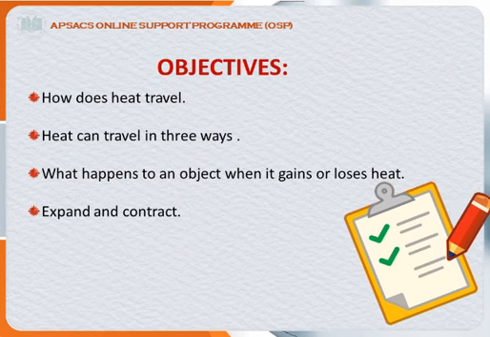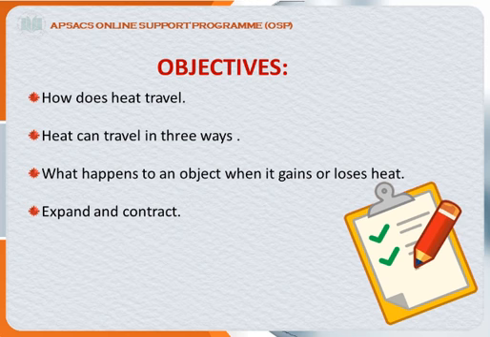Today's objectives are: today we will learn about how does heat travel. Heat can travel in three ways. What happens to an object when it gains or loses heat. And we will also learn about expand and contract.